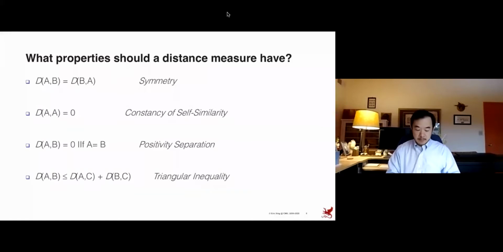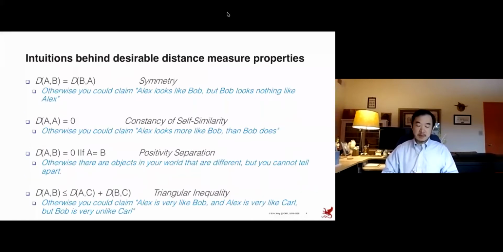Okay, so there are some natural arguments about why these definitions are necessary. For example, if you really violate the symmetry, then you will find an awkward condition where a person says Alex looks like Bob, but on the other hand, Bob looks nothing like Alex. This is a very, very contradictory statement. And there are a few other awkward statements that you could derive if such situations are violated.